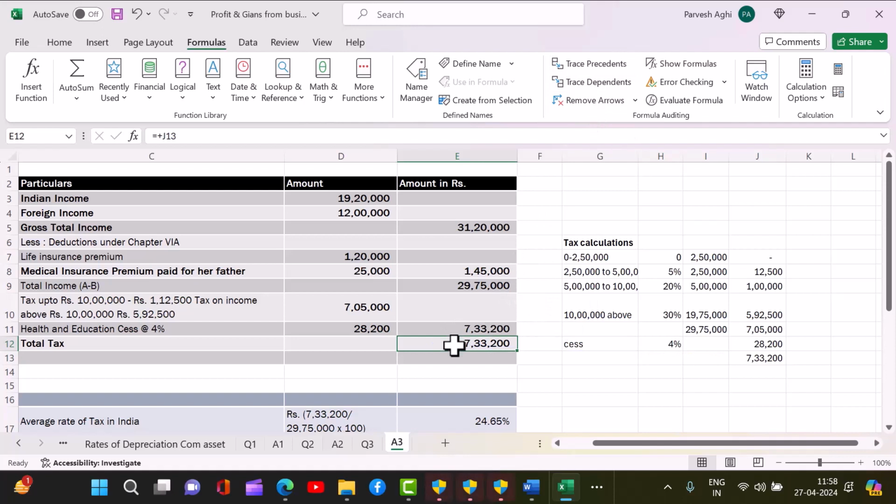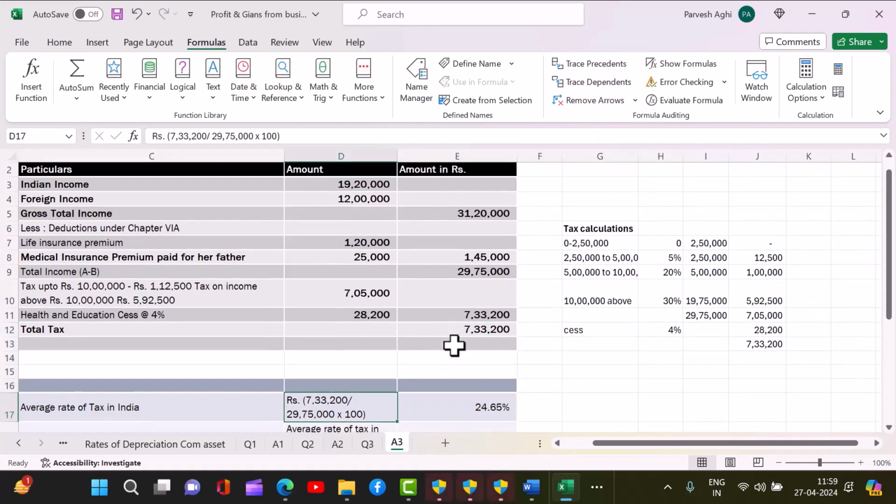So this is the tax she is paying on her income. Now, what is the average rate of tax in India? Because she is paying 7 lakh 33,000 on an income of 29 lakh 75,000. So the rate will be 24.5%, which is 7 lakh 33,200 divided by 29 lakh 75,000. So the average rate of tax in India for her income is 24.9%.